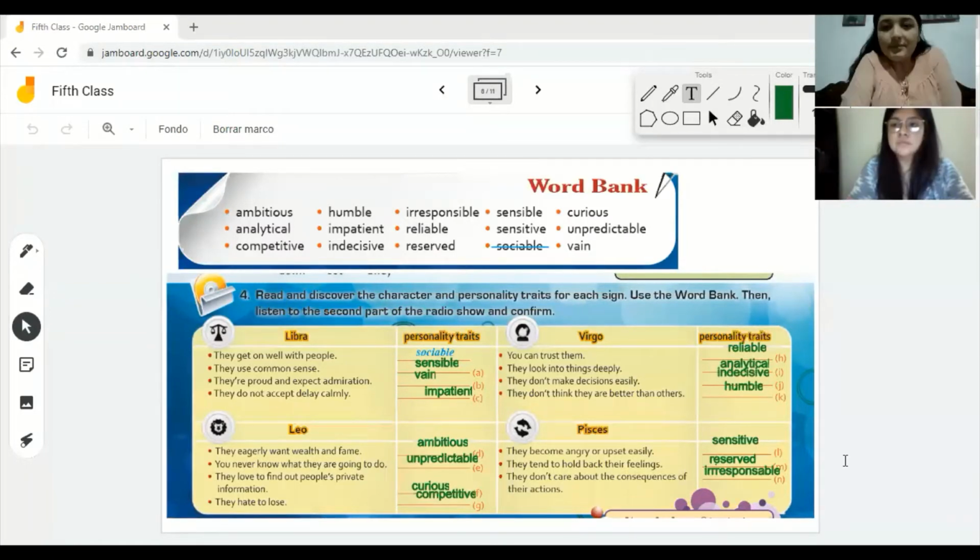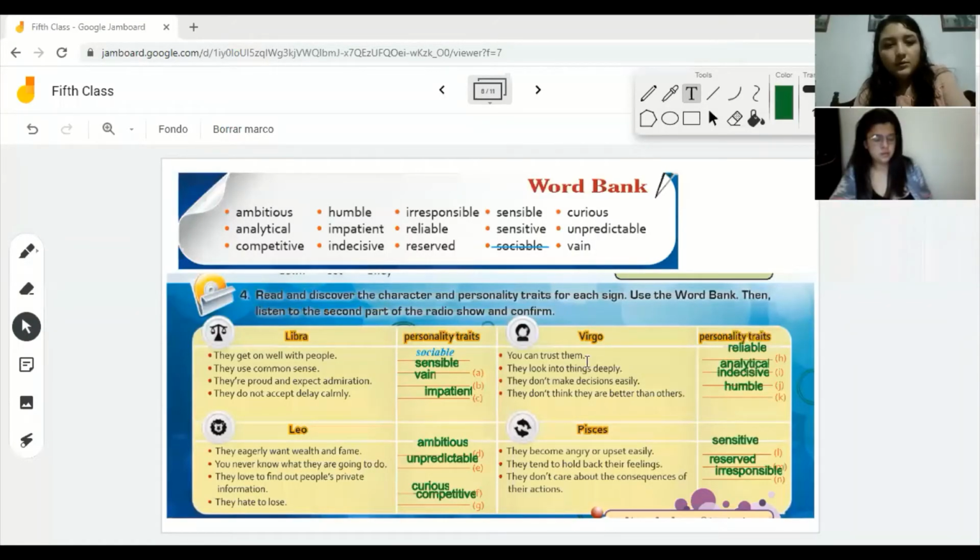Okay. Now we are going to check. We're going to listen to an audio and check our answers and see if the personality traits that we put to each meaning are the correct ones. So let's listen and pay attention.